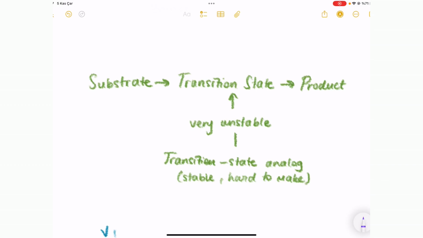Moreover, the exact geometry and electronic structure of the transition state are often theoretical or uncertain, making chemical synthesis of accurate analogs challenging. So, in conclusion, transition state analogs are hard to synthesize because they must resemble an unstable, high energy configuration while still being chemically stable enough to isolate.